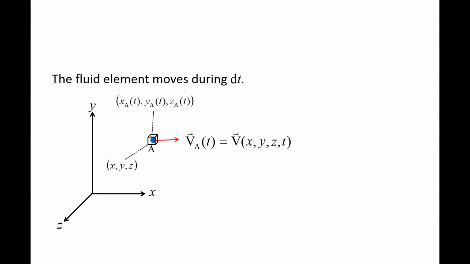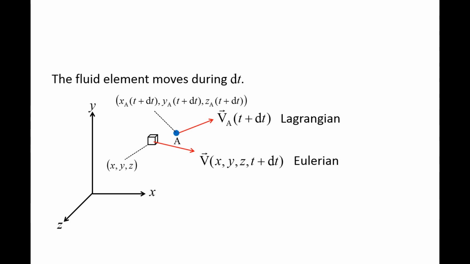After a small time dt has passed, the fluid element has moved to a new location and has a new velocity. We still refer to the fluid element's coordinates as xa, ya, za in the Lagrangian description, but these coordinates no longer coincide with the original location x, y, z in the Eulerian description. The velocity at x, y, z may change as well due to new fluid elements entering the region.